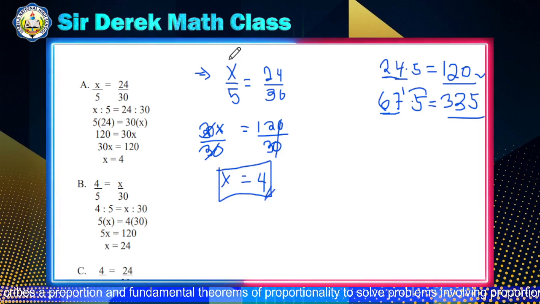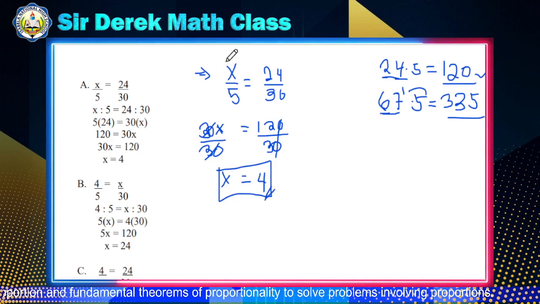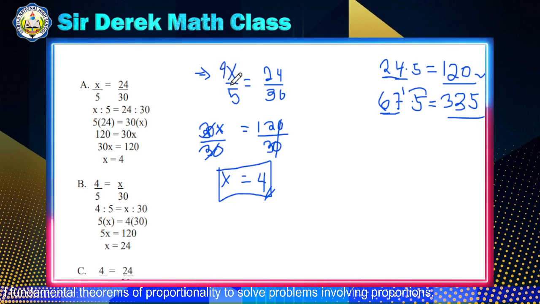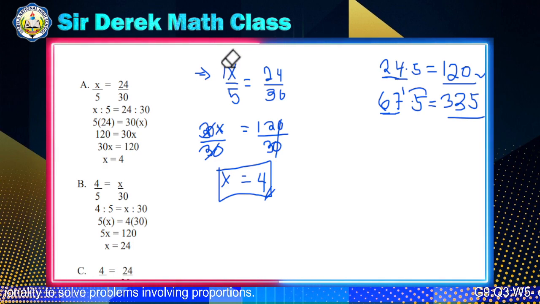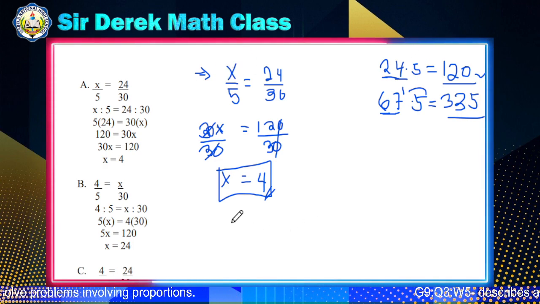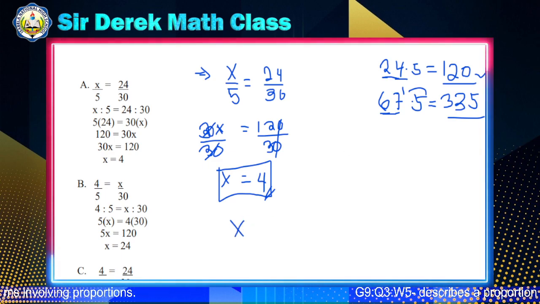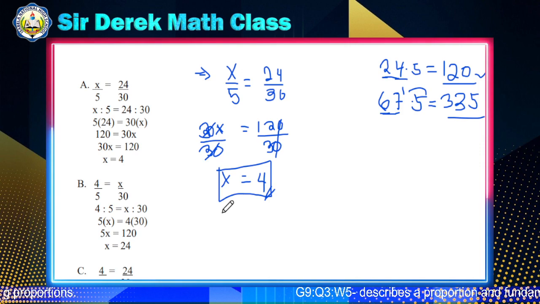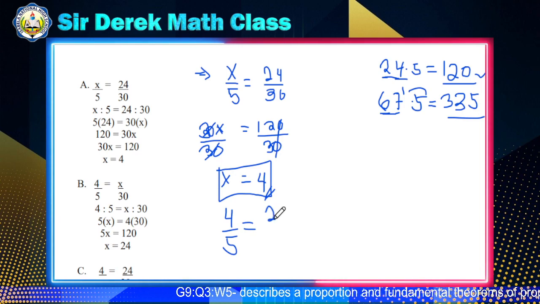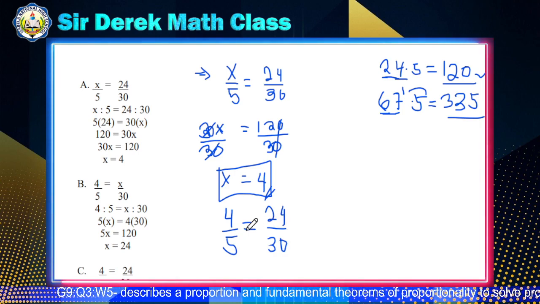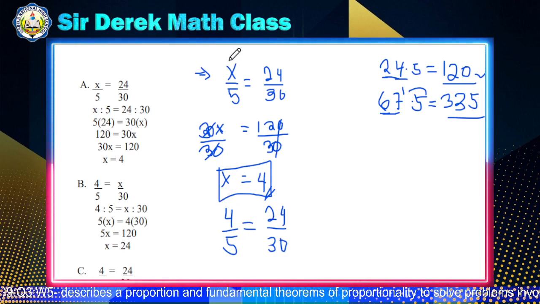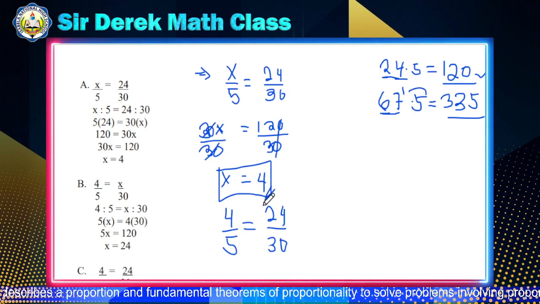Now, we can conclude that the missing part here is 4. So 4 over 5 as 24 over 30. Let me just put it here. Let us replace the x with 4. So 4 over 5 is equivalent to 24 over 30. So the value of x that will make these two ratios a proportion is 4.